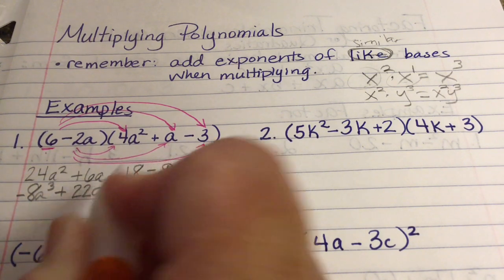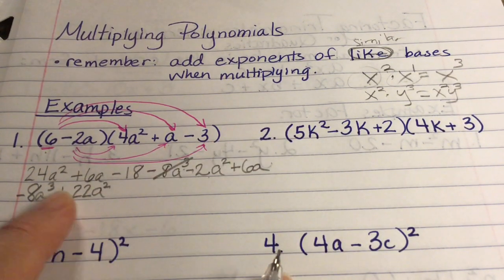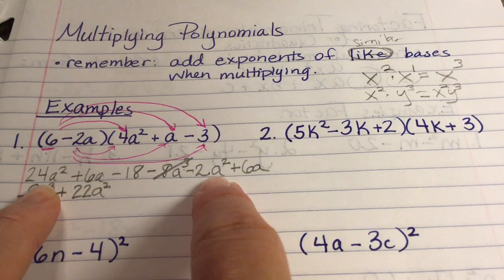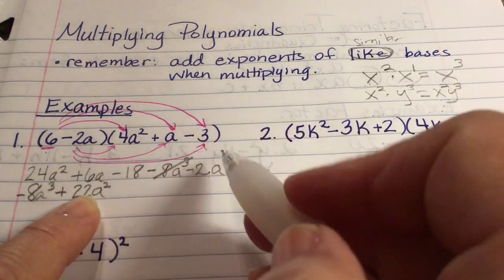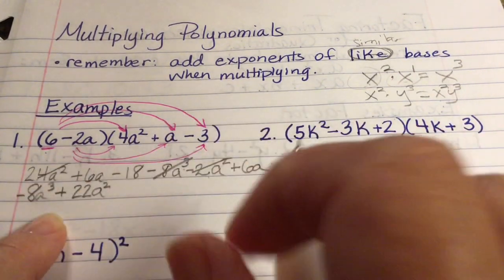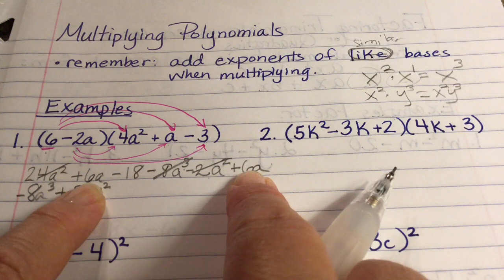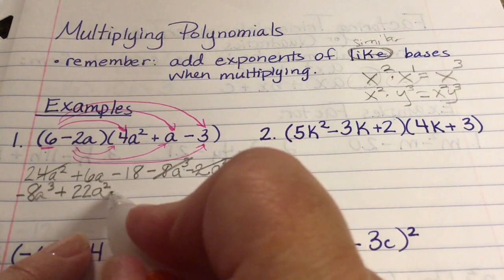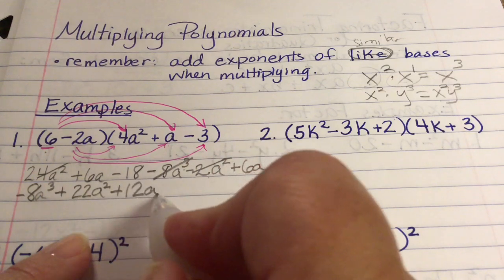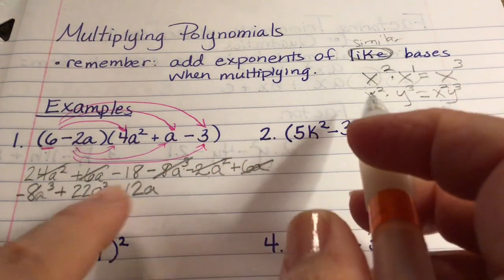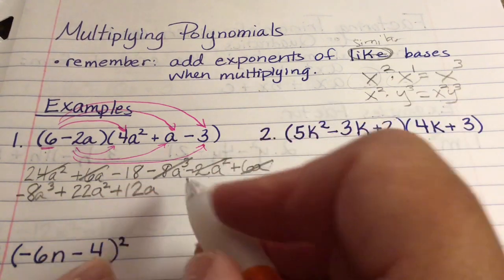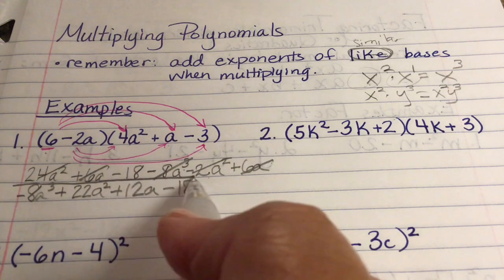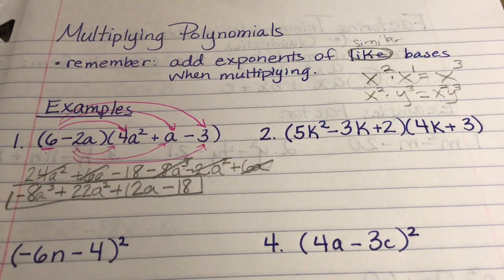Remember, when you're adding and subtracting, you do not change exponents. These are like terms. I just put them together. 24 and negative 2 give me positive 22. So those are gone. Positive 6a and positive 6a. 6a plus 6a is positive 12a. And then my only term left is a constant. That's negative 18, and there's nothing to combine with that. And this would be my answer to that problem.